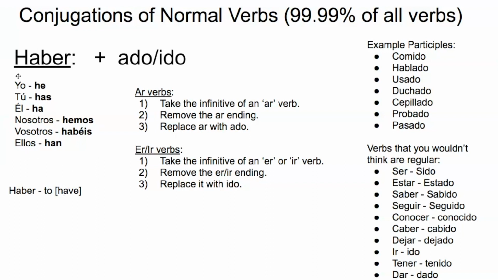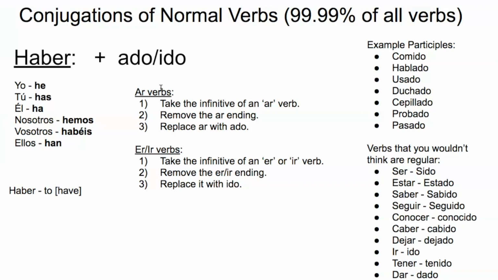So the conjugations are simple. Yo he, tú has, él ha, nosotros hemos, vosotros habéis, y ellos han. The H's are silent, so it's kind of just like the last letter, 2 letters, 4 letters, 5. Okay, so just he, has, ha, hemos, habéis, han.